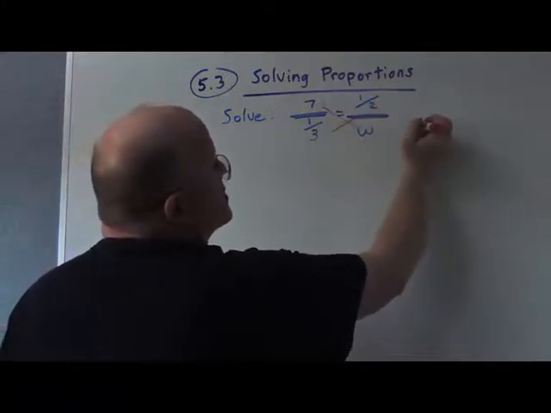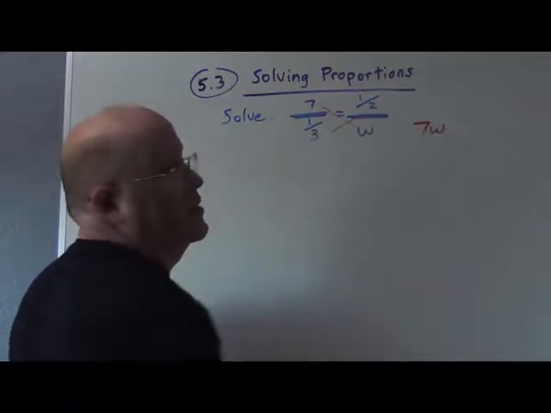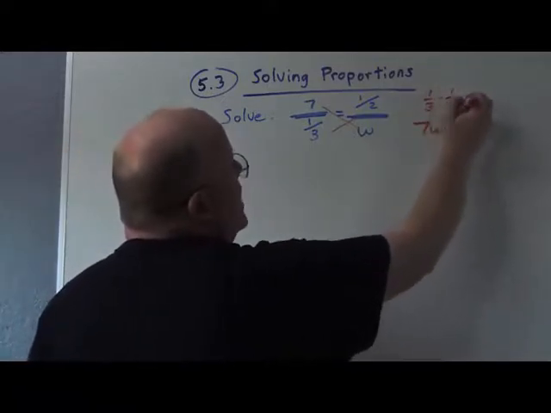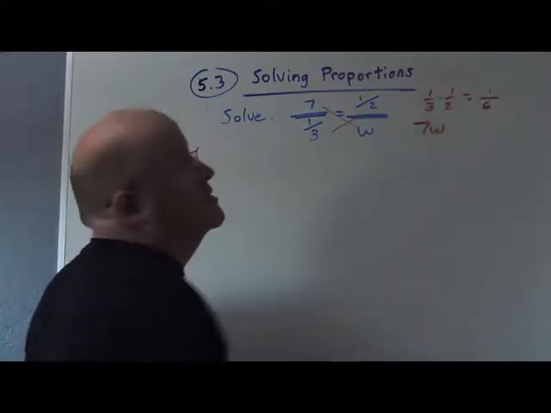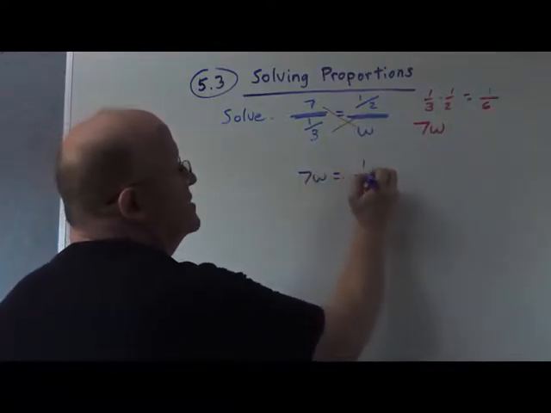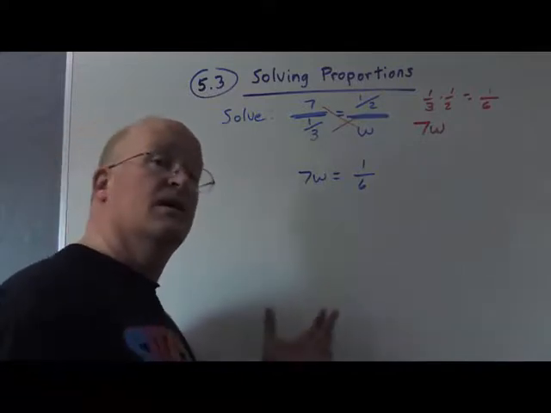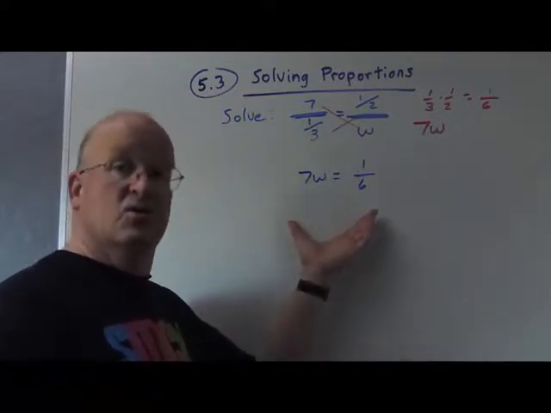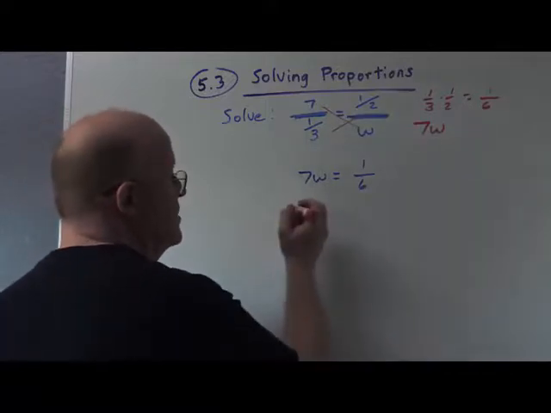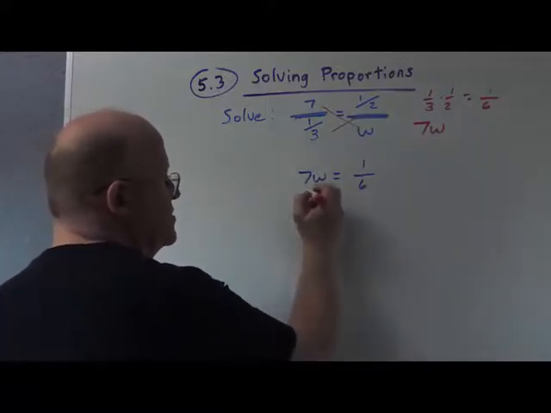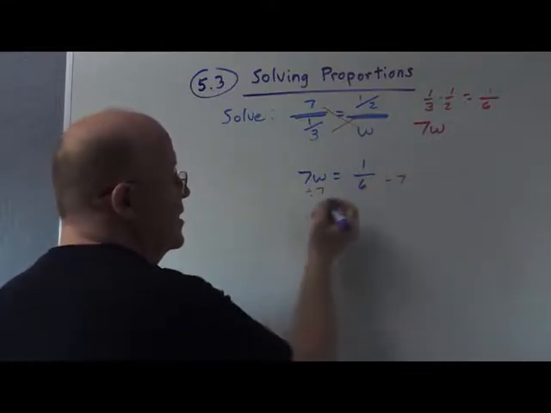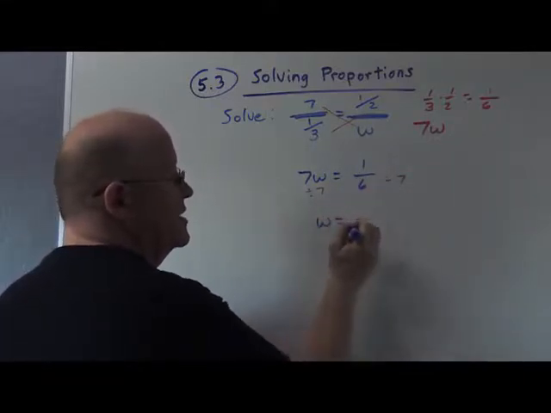The diagonal with the w in it gives us 7w, and the other diagonal is 1/3 times 1/2, which is equal to 1/6. So we have the equation 7w is equal to 1/6 because the cross products should be equal to each other. So I want to divide each side by 7. So I'm going to just write divide by 7 here and divide by 7 on the right. And on the left, I'm just going to have w by itself.